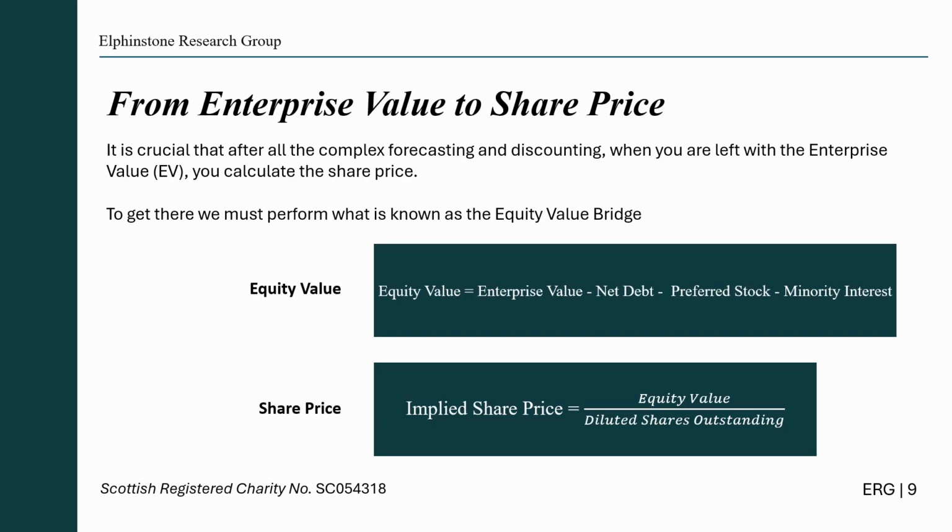Once you have the equity value, the final step is simple division to find the implied share price. However, you must ensure you use the diluted shares outstanding and not just the basic shares. The formula is equity value divided by the diluted shares outstanding. The reason we use diluted shares outstanding and not just the basic shares is because we account for all potential shares that could exist, such as employee stock options, convertible bonds, and warrants. So the final number we get is the intrinsic value.